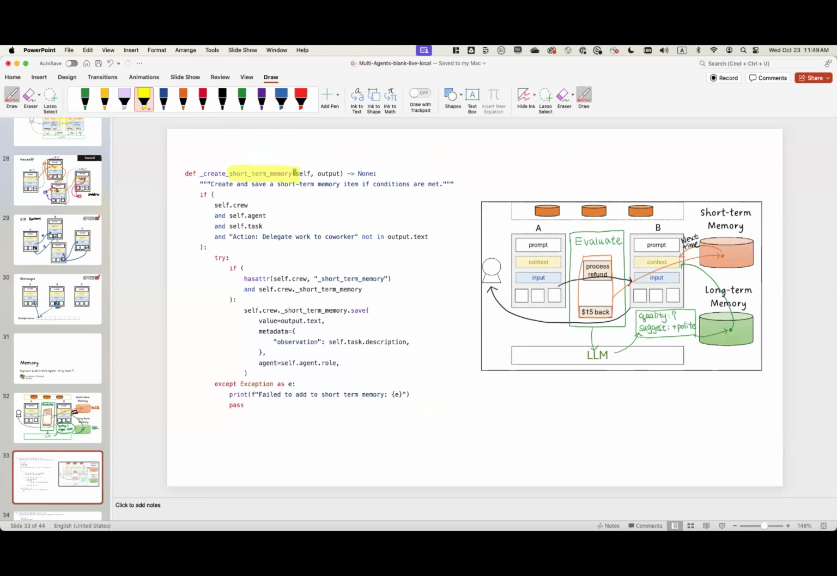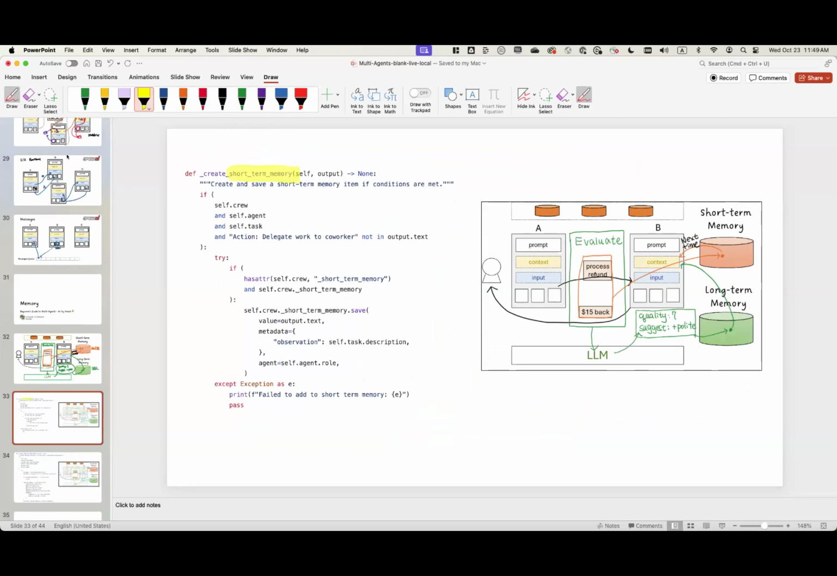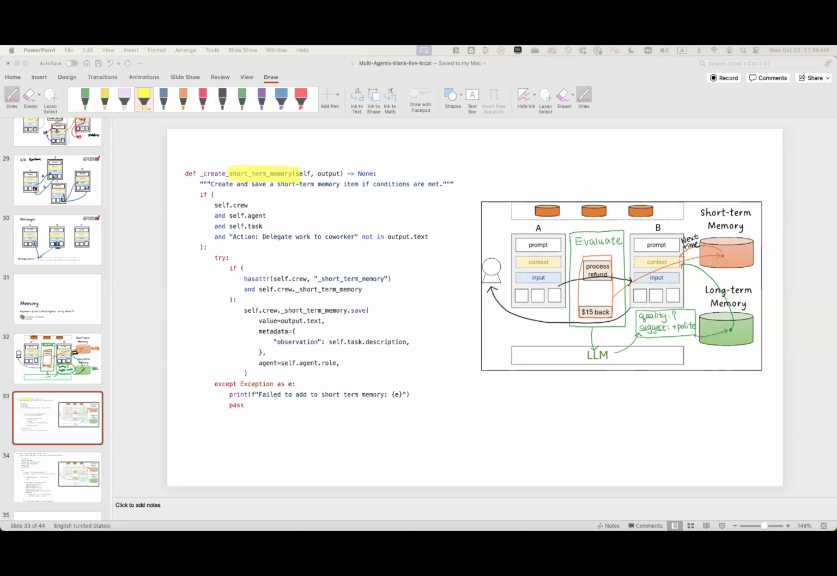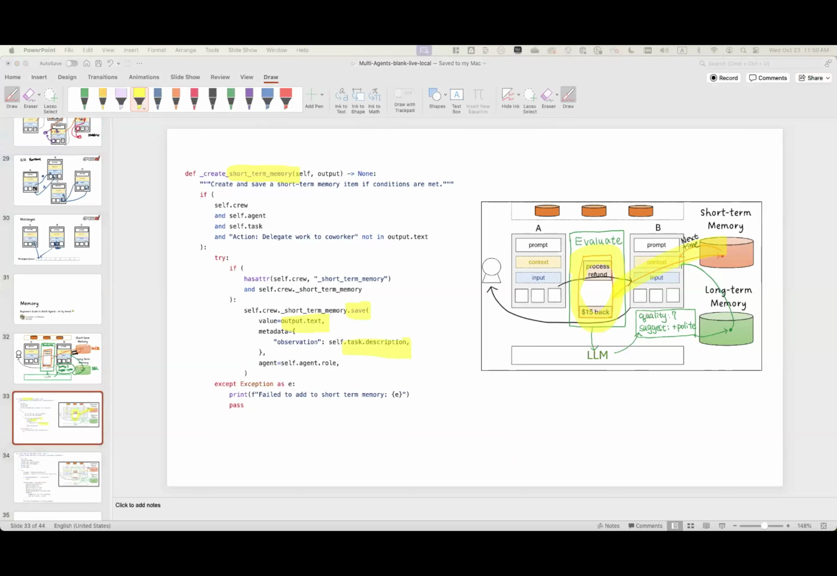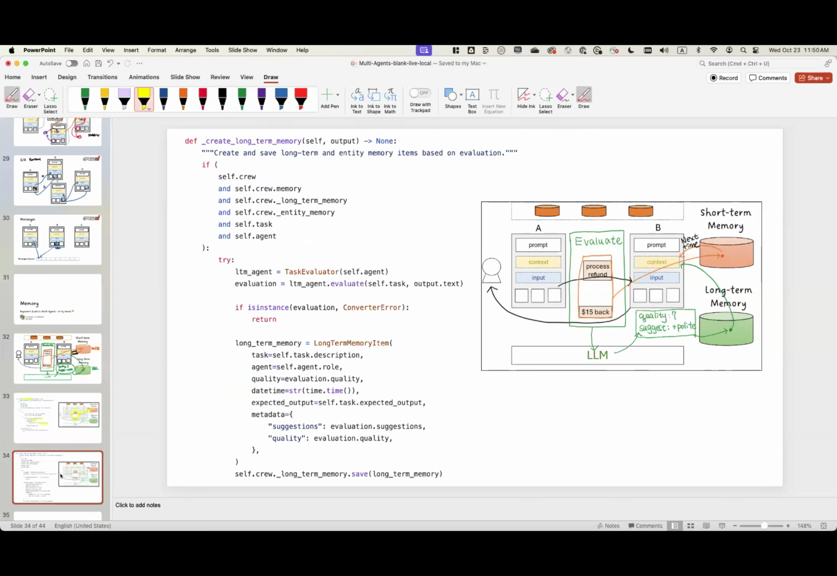In the short-term memory implementation of CrewAI, you will see that you basically save the output and also the description, which is what we have here, into a short-term memory. And then when we look at the implementation of the long-term memory, you can see something similar. Here we have this long-term memory item.